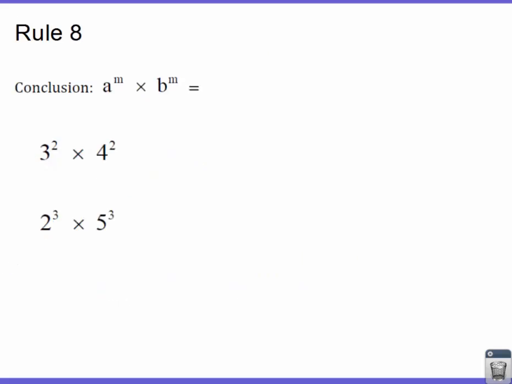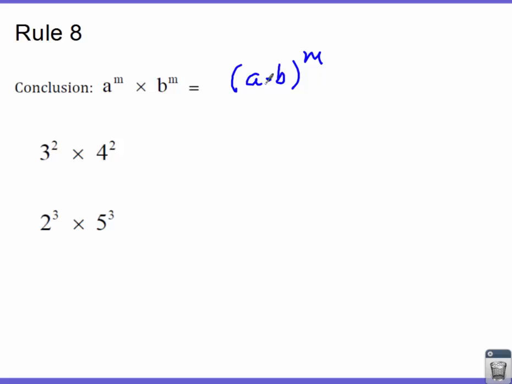And then in our last rule that we have, you'll notice that our exponents are alike, but our bases are different. So what we're going to do in this problem is we're going to do a times b, and then we're going to raise that to the exponent level. The reason why I put these in parentheses is because in order of operations, you would do the exponents first. So if I just did ab to the m, then only the b is raised to the mth power.